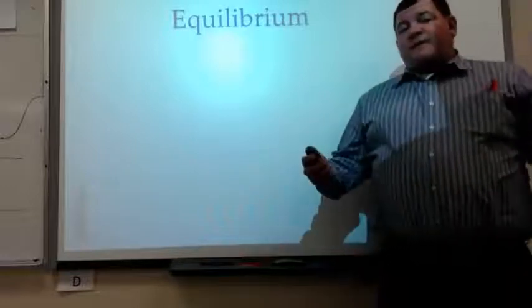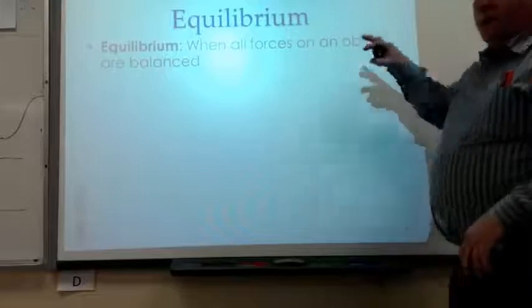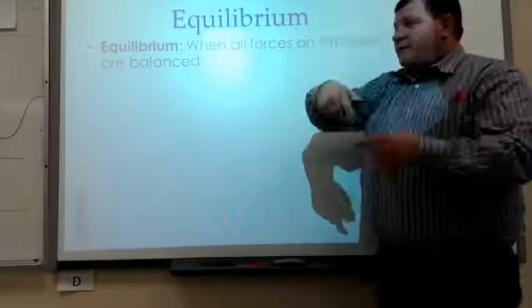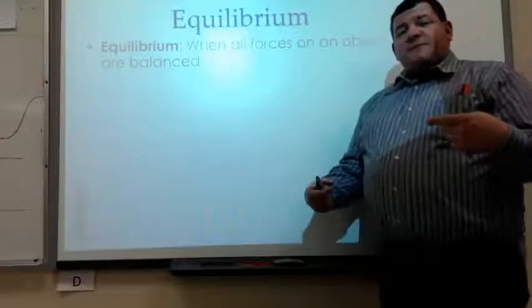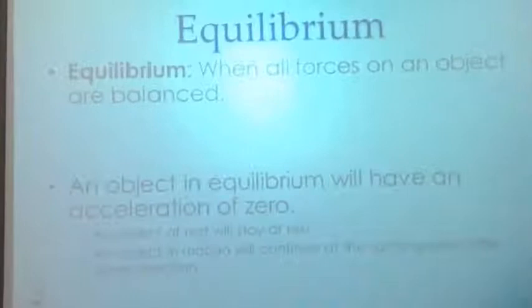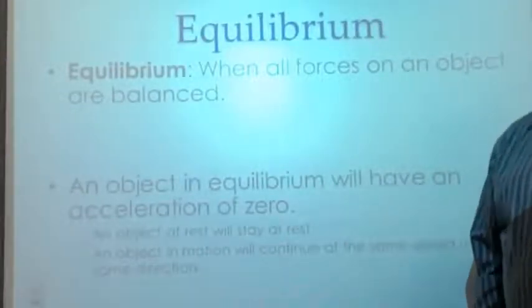Equilibrium is when all the forces add up to 0. So there's no unbalanced forces. Any downward force is balanced by an equal upward force. Any left force is balanced by an equal right force. Then an object's in equilibrium. An object in equilibrium always has 0 acceleration.